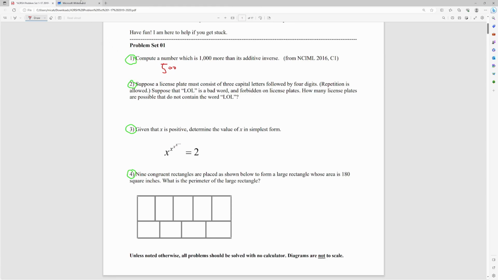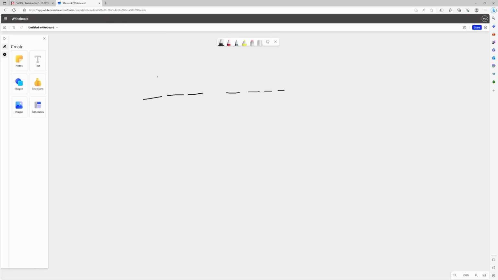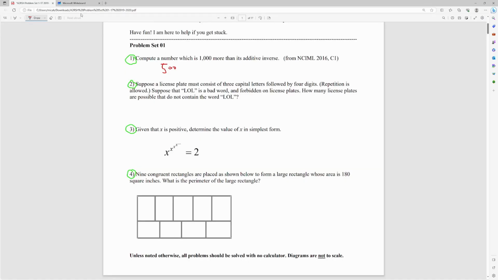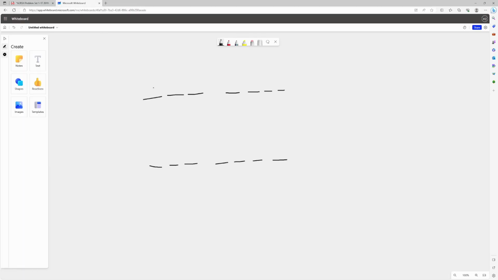So I think the best way to go about this probably is determining the total number of license plates and then the number of license plates that contain the word LOL and then subtracting. So the total number of license plates is, well, the first 3 slots are 26, and then since we work in base 10, these are all one of 10 options. So the total number of license plates is 26 cubed times 10 to the 4th by basic counting principle.